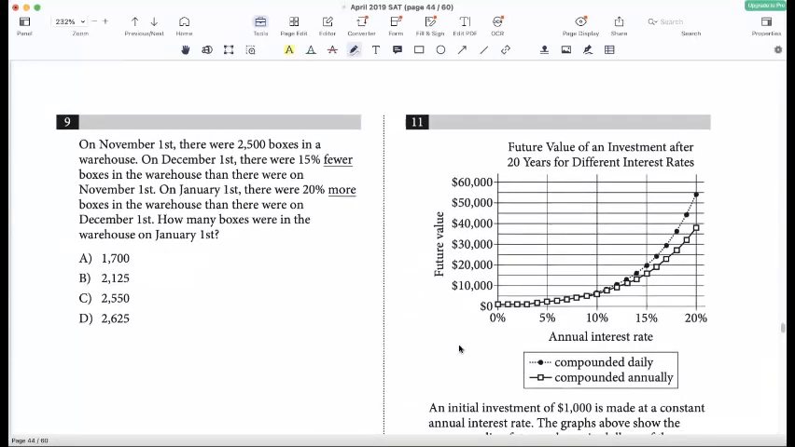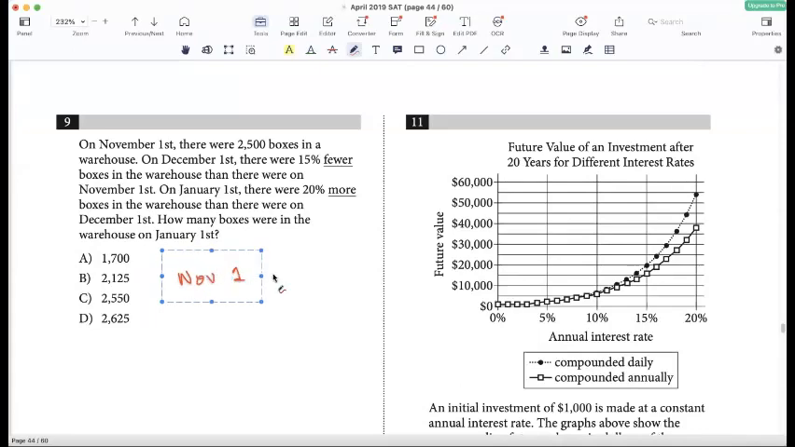On November 1, there were 2,500 boxes in a warehouse. On December 1, there were 15% fewer boxes in the warehouse than there were on November 1. On January 1, there were 20% more boxes in the warehouse than there were on December 1. How many boxes were in the warehouse on January 1?